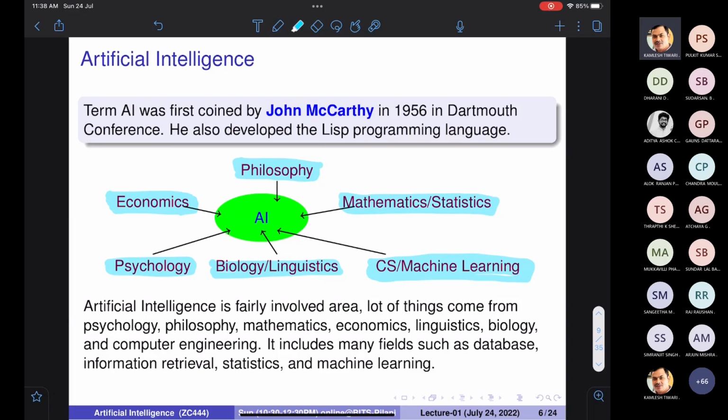What is economics? If two algorithms are there, one algorithm is taking 10 minutes and another algorithm is taking 5 minutes, you would choose the algorithm which takes 5 minutes. So these things come from economics: how much you have to spend, how much you have to save. This kind of money balancing and resource balancing all comes from economics. Very important discipline, and that involves many things.